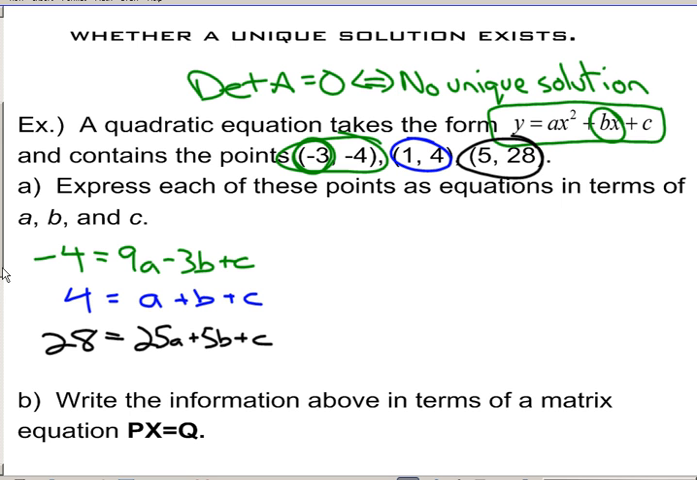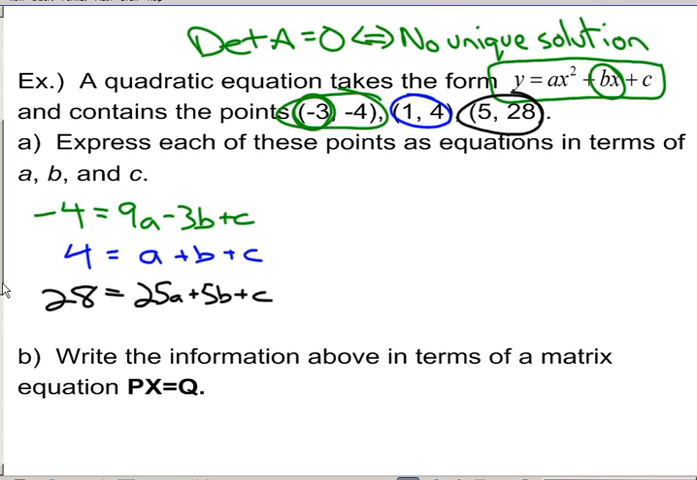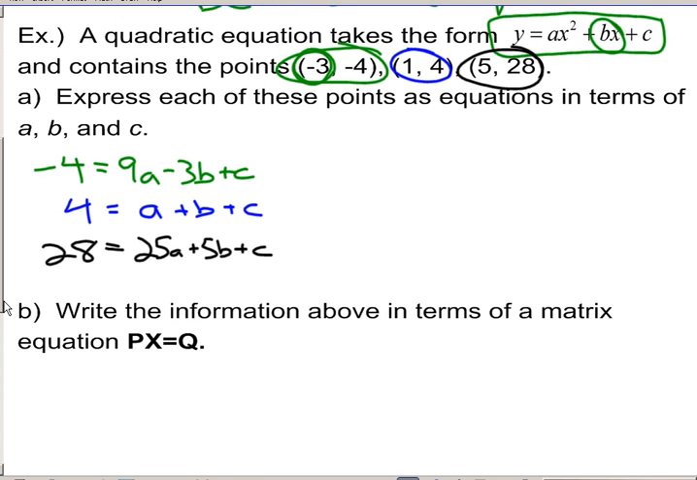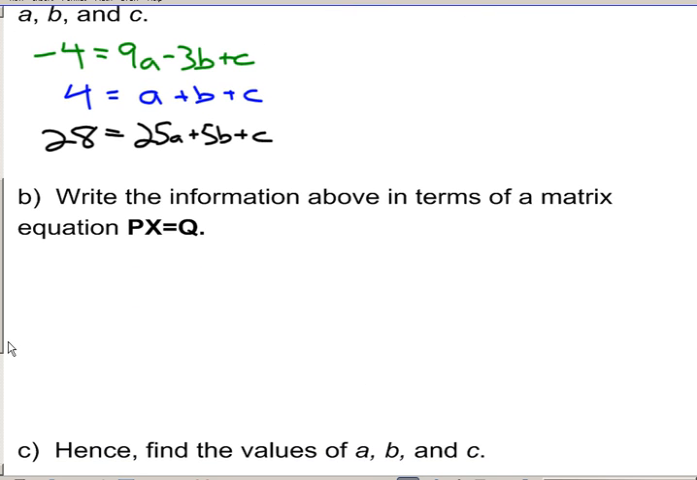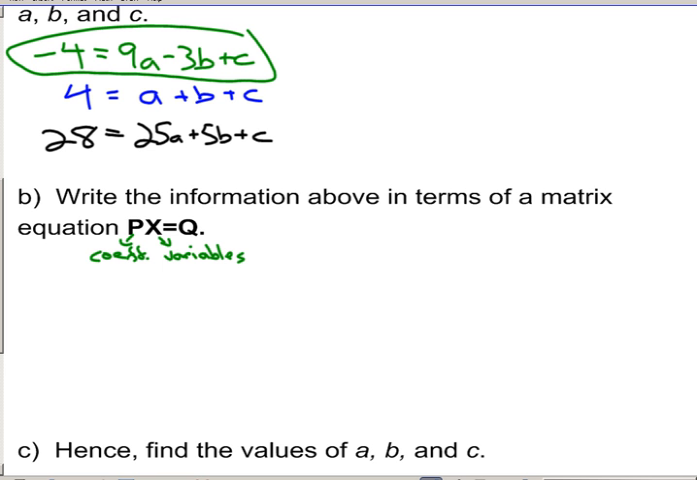So now we've got a system of 3 linear equations in 3 variables. Our variables aren't x and y now. They're a, b, and c. Write the information above in terms of a matrix equation Px equals Q. So when we have these types of matrices, typically the P is going to be our coefficient matrix. The x will be our variables matrix. And Q is kind of our results, or our other side. I'm just flipping around what's on the left-hand side up here and what's on the right.